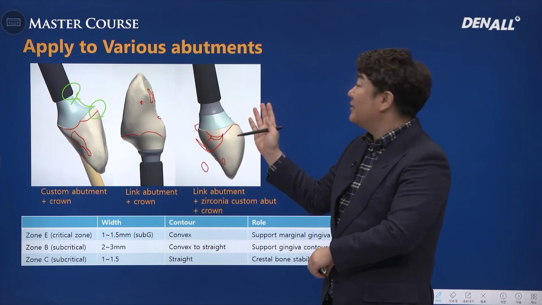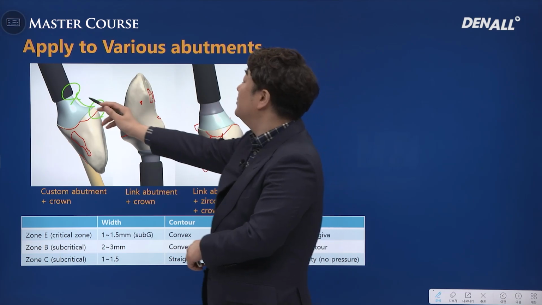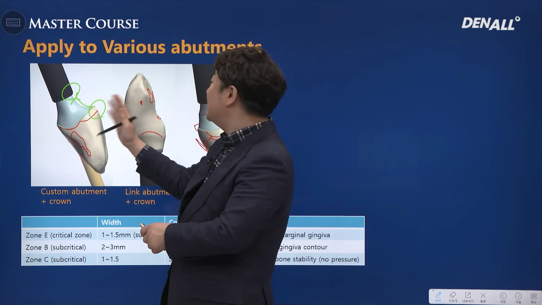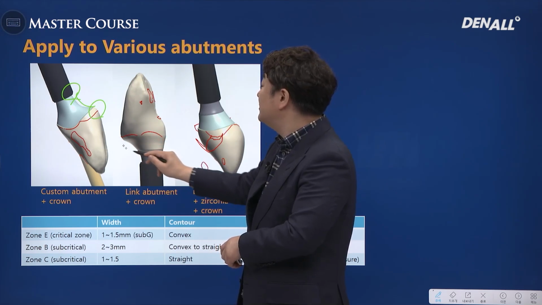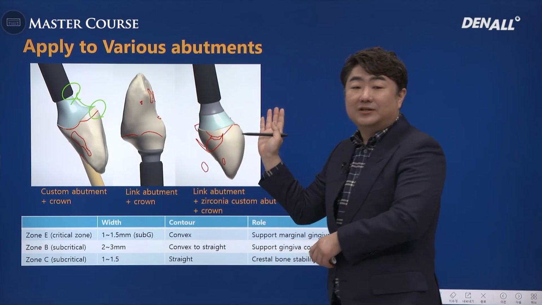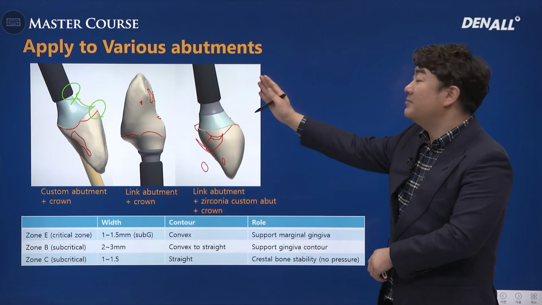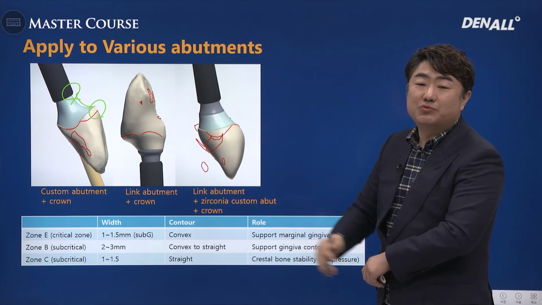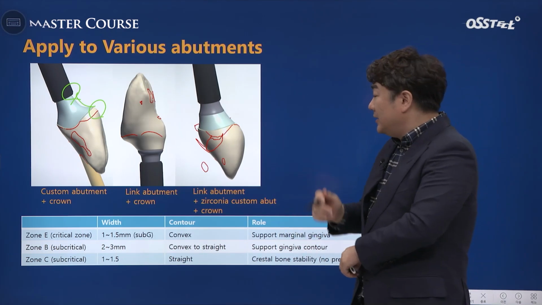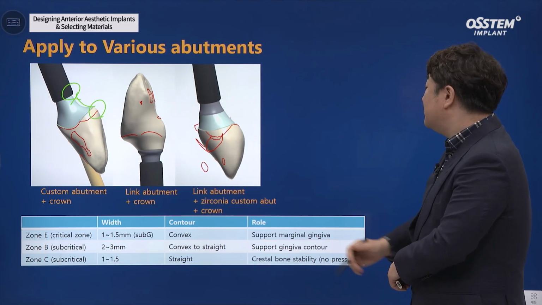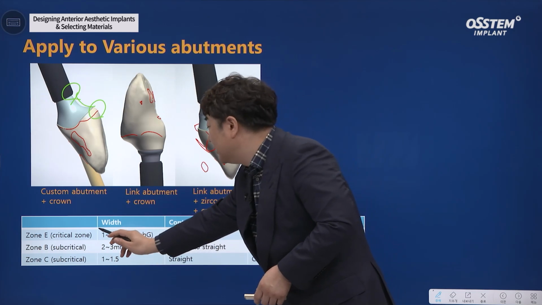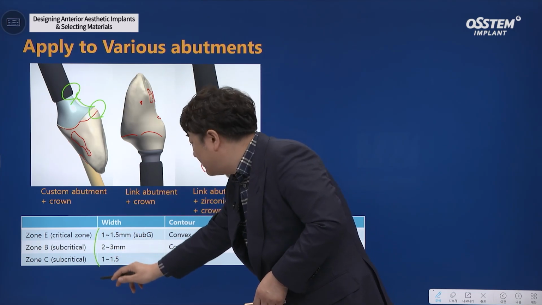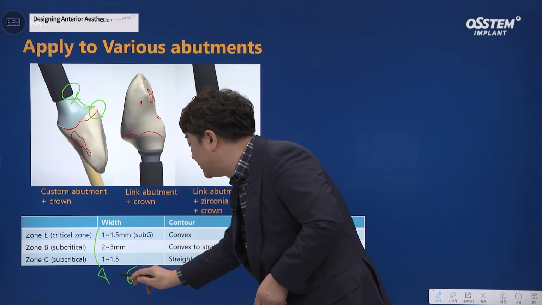It can be applied to various abutments, and depending on abutment type, EBC can all be reflected in the abutment, and in this case, B and C will be reflected in the crown. We need to apply EBC concept on different abutments. If the figures of EBC are as shown, if you add them up, it's about 4 to 6 millimeters.